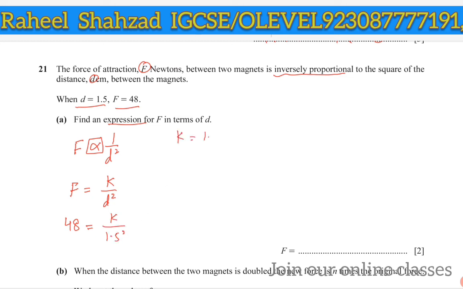So force is 48 and k divided by 1.5 square. So the value of k is equal to 1.5 square into 48. That is equal to 1.5 square times 48, that gives you 108. So the value of k is this. So the relationship or expression between force and distance is F is equal to 108 divided by d square.